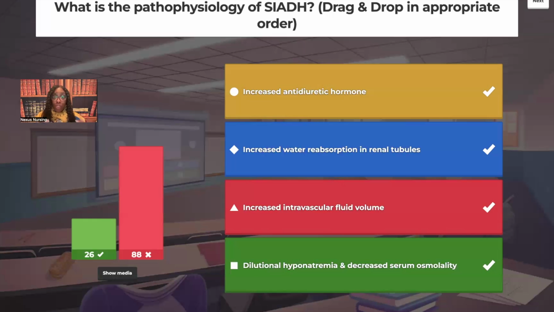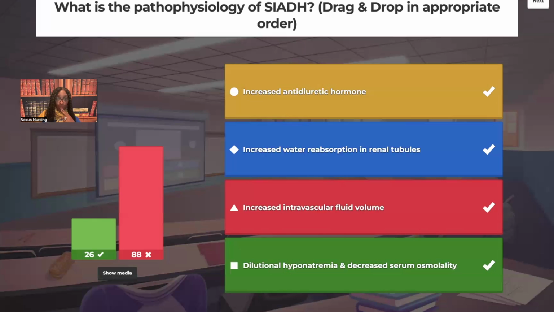So even though the patient's holding on to fluids, they're getting heavier, they don't look swollen because the fluid is not in the tissues, it's in the vascular space. So we're going to be worrying about things like hypertension and other issues because it's where? In the vessels. And then last, dilutional hyponatremia and decreased serum osmolality.